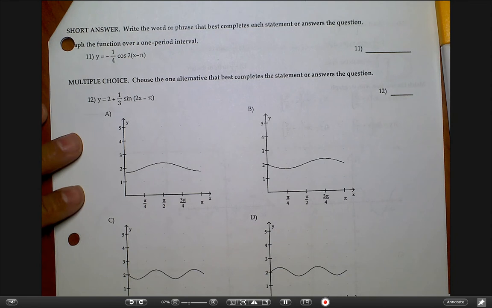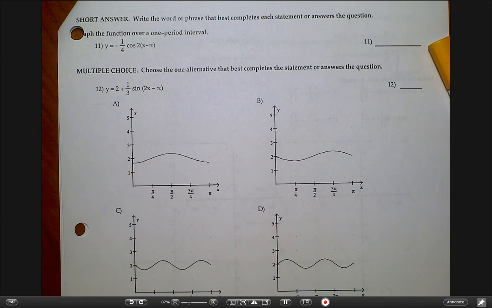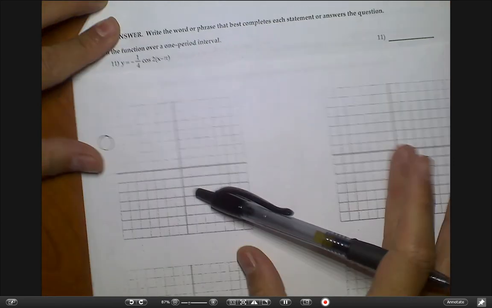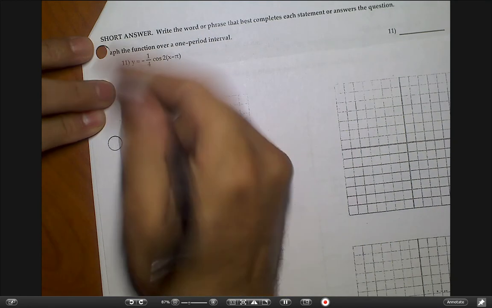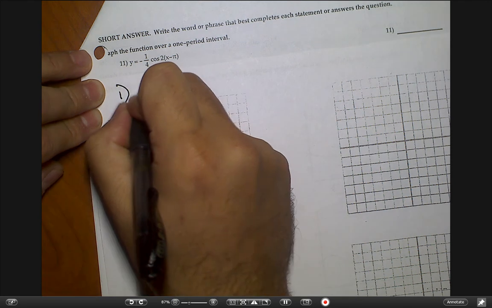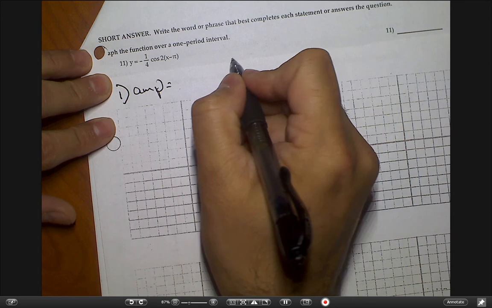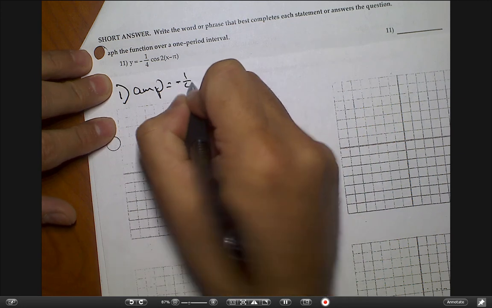All right. Graph the function over one period interval. So that means do all your steps. So if I was going to do this one, so I have a graph here. Step 1. What is step 1? I only have one person paying attention. Step 1. Amplitude. What is my amp? Negative 1/4. Step 2.